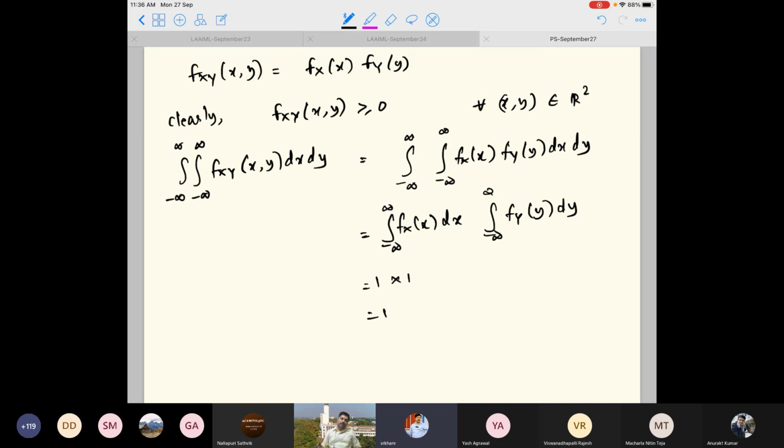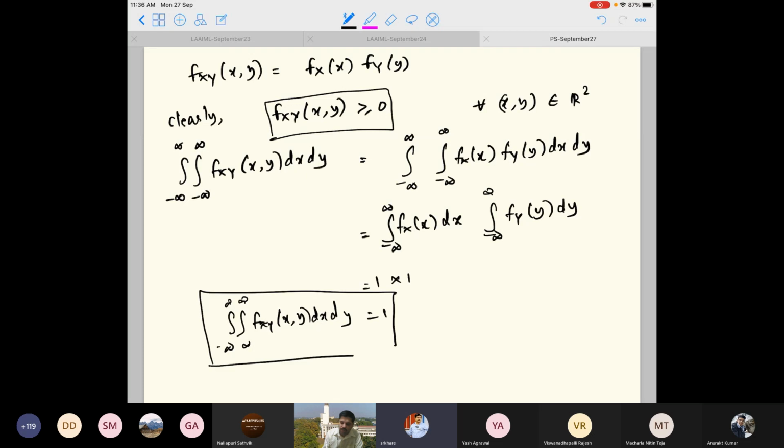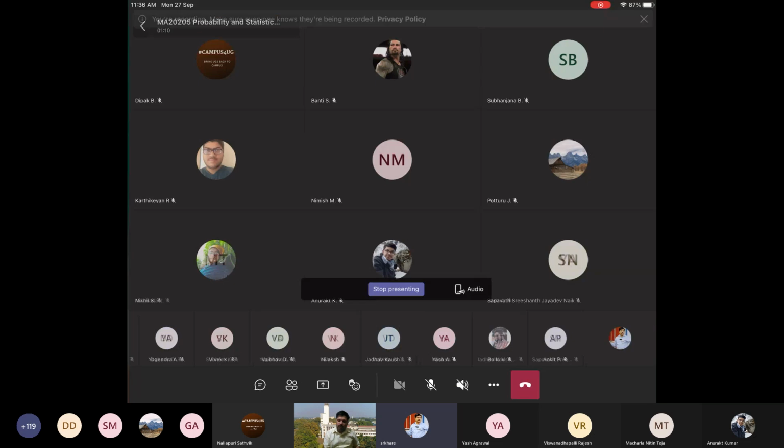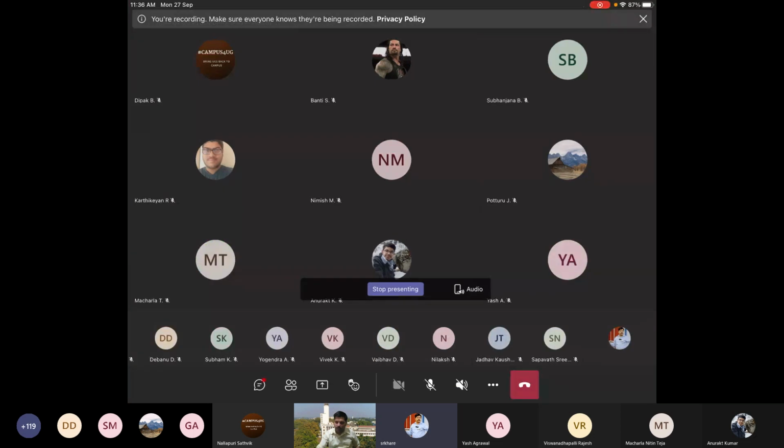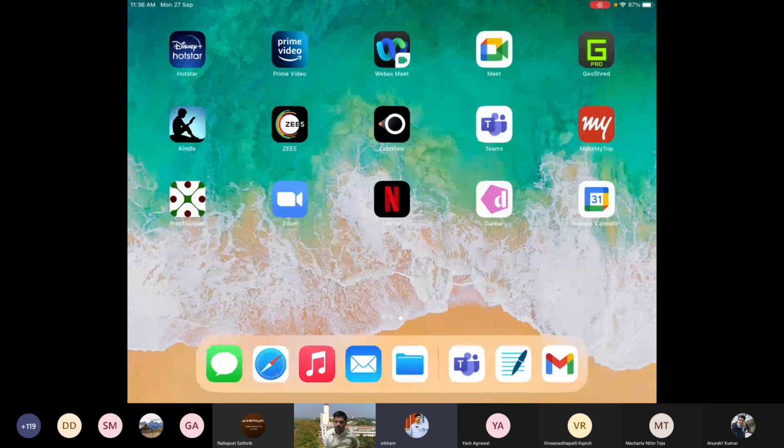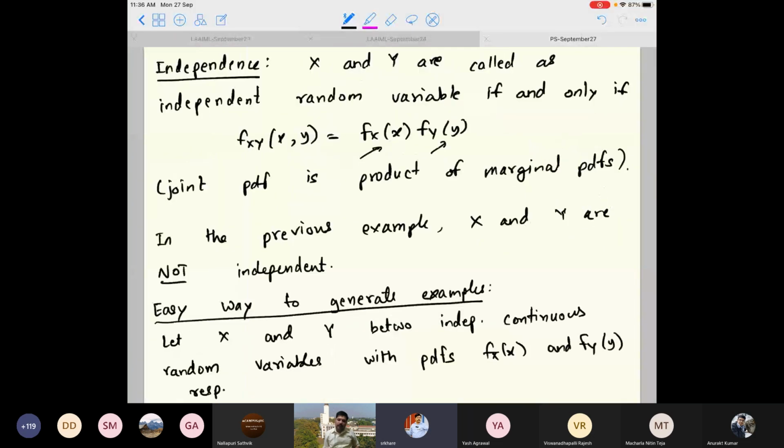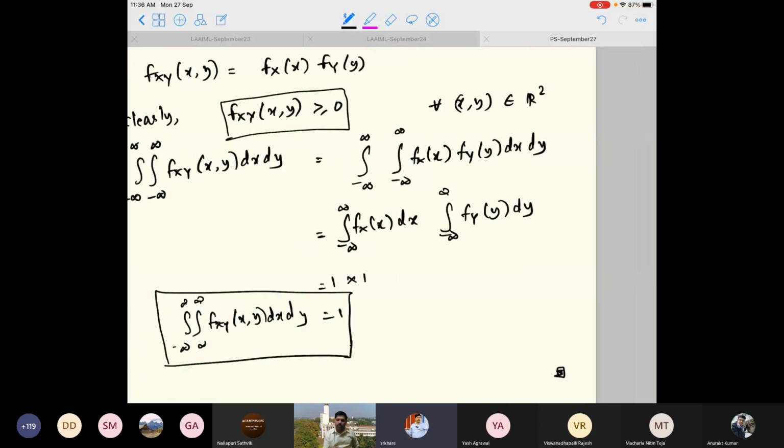So both the conditions for a joint PDF are satisfied: that this should be greater than or equal to 0, and that the double integral of this joint density f of xy dx dy has to be equal to 1. So these two conditions which define a joint PDF are both satisfied, and hence this f of xy is actually the joint PDF. So this is an easy way to generate joint densities.